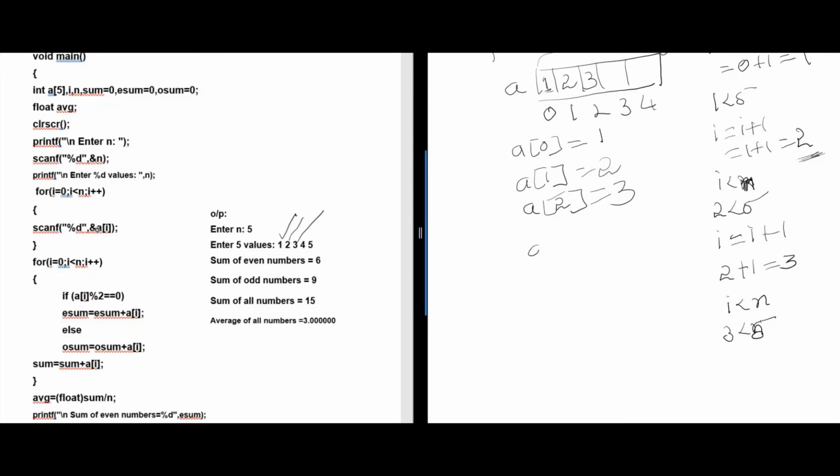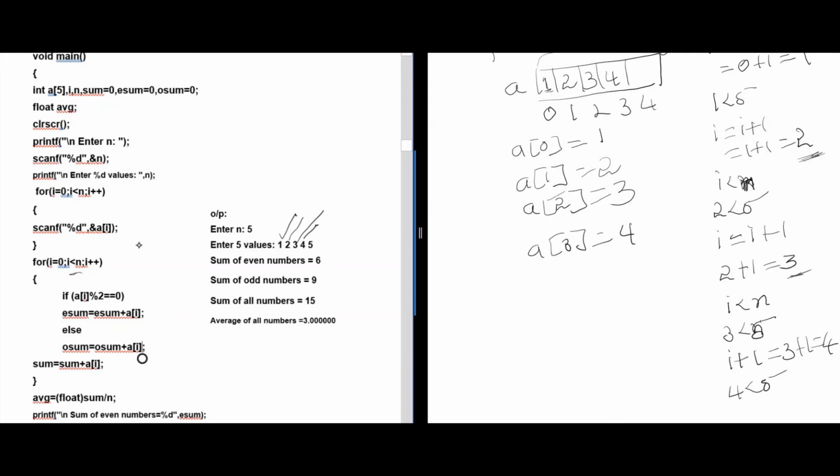Now this time a of 3, it is going to store the value in a of 3. What is the next value? Next value is 4. So 4 will be stored in a of 3. Now again before it goes to the beginning of the loop, I is equal to I plus 1, already I value is 3. So it performs 3 plus 1 is equal to 4. Is 4 less than 5? It is checked here.